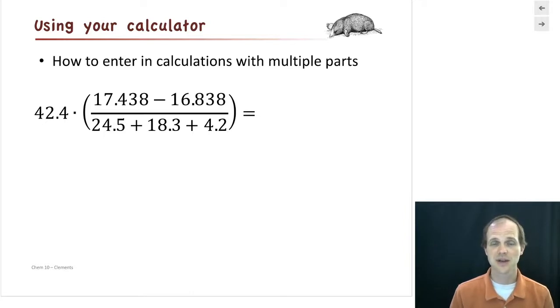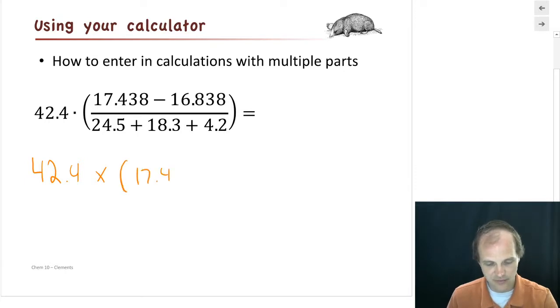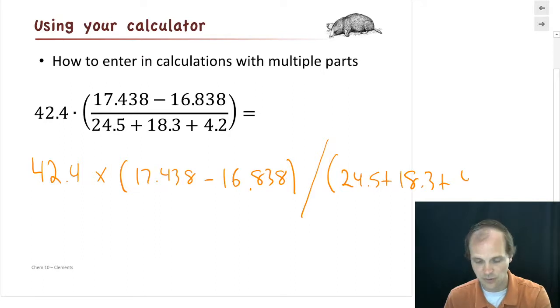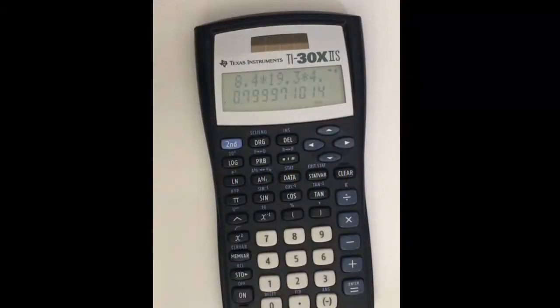Everything on top gets a multiply, everything on bottom gets a divide, but when there's addition and subtraction, those additions and subtractions have to go inside parentheses. So what I would type into my calculator, and I'll show you right after I do it, is 42.4 times parentheses 17.438 minus 16.838 divide by parentheses 24.5 plus 18.3 plus 4.2 close parentheses. That's what I'm going to go ahead and type into my calculator next.